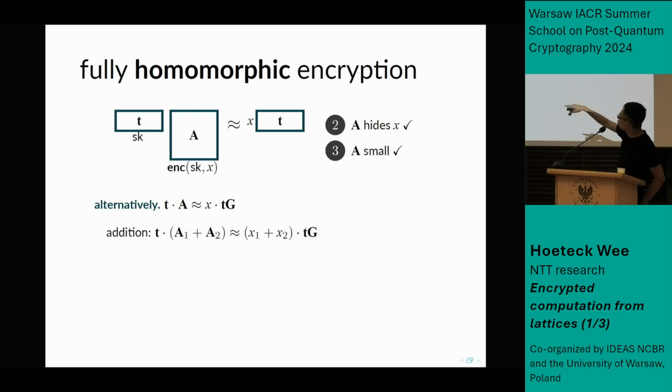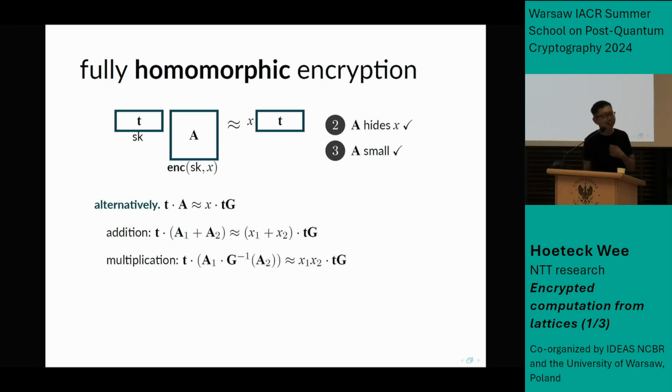If you have A that satisfies the property that T times A is close to X times T times G, and you have A1 and A2 satisfying the equations for X1 and X2, then if you add them together, you have T times A1 plus A2 is close to X1 plus X2 times T times G. So that's good. For multiplication, you do something different. Instead of multiplying A1 by A2, you multiply A1 by G inverse of A2. Then T times A1 is going to be X1 times T times G. Then the G will cancel out the G inverse, and you get X1 times X2 times T times G on the right-hand side. So this is the modern way of looking at things.